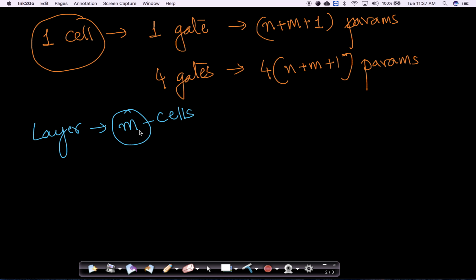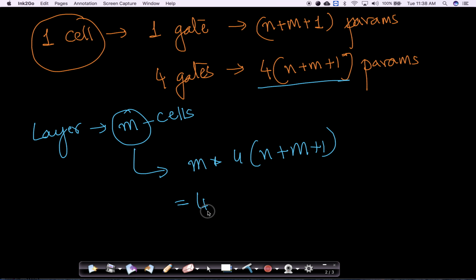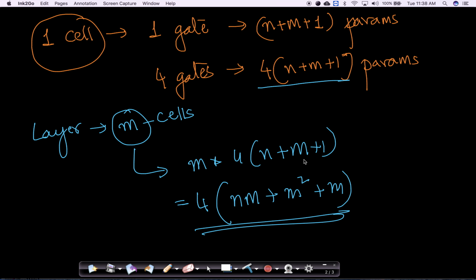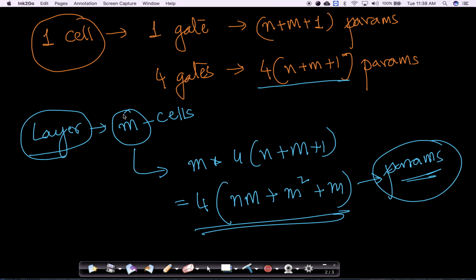Now when I have m cells, one cell has 4 into n plus m plus 1 parameters. So m cells will have m into 4 into n plus m plus 1 parameters, which is equal to 4 times nm plus m square plus m parameters. So these are the total number of parameters that you have in an LSTM layer with m cells. Right? Let's look at a simple example.